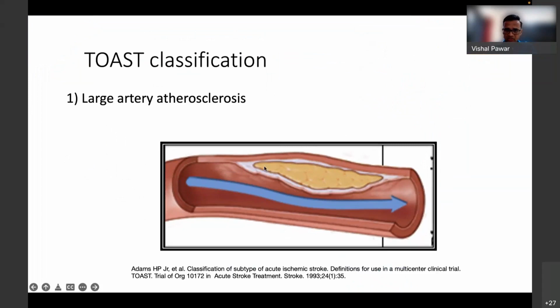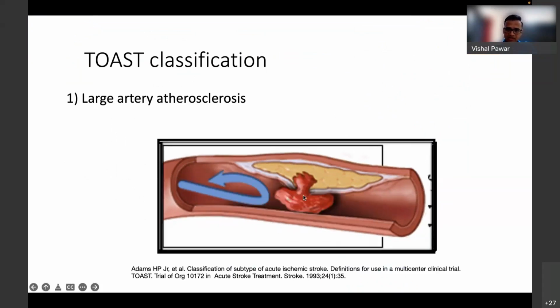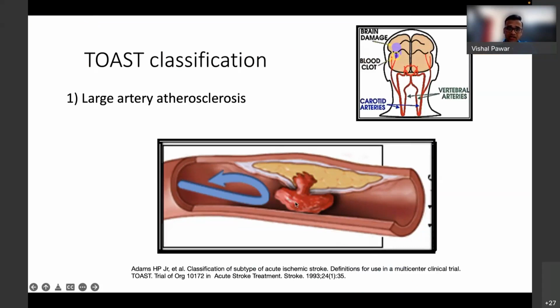For example, there is atherosclerosis, there is a plaque which becomes unstable. This plaque becomes unstable, and there is a rupture of the plaque, and then immediately the platelet aggregate forms the thrombus, and that thrombus can cause artery-to-artery embolism. For example, carotid artery atherosclerosis can lead to artery embolism, or it can be occlusion of, suppose this thrombus is located in the middle cerebral artery or anterior cerebral artery, that can be a large artery stroke.